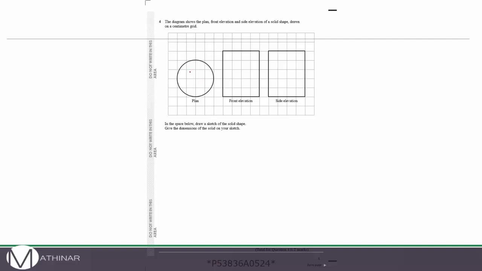If you're looking at this shape from the top, this is what you see, a circle. If you look at it from the front, you see this rectangle, and if you look at it from the side, you see this rectangle. What could the shape be? Well, if it's got a circular base, because we're looking at it from the top, this is going to be a cylinder. So you try your best to draw a cylinder. Use a ruler in your exam.